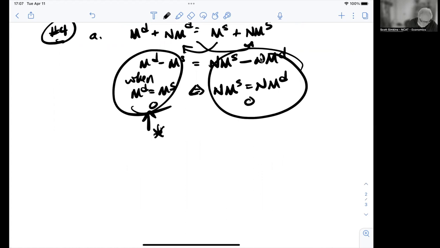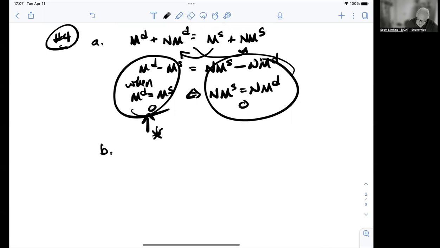We'll just leave that for part A. How does the Federal Reserve actually do that? What do they do to control the money supply? They buy and sell government securities, treasury bonds. By doing that, they can change the money supply and change the real interest rate. So they actually control the money supply.